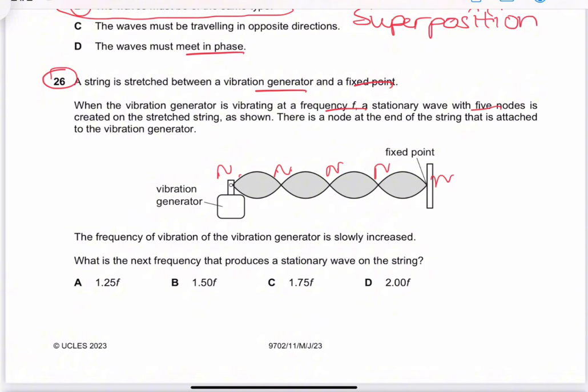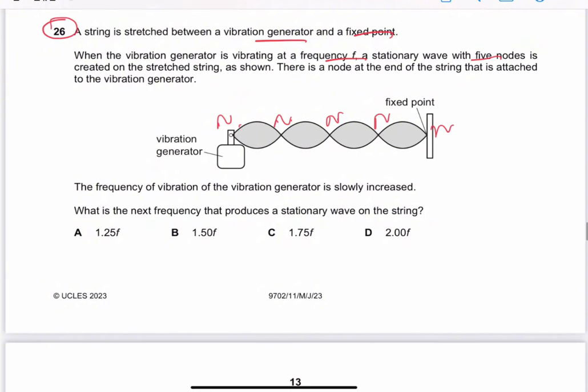The frequency of the generator is slowly increased. So it's very important for you to understand what it means to increase the frequency, okay? If we're increasing the frequency, it means that the wavelength is decreasing. If frequency increases, lambda has to decrease. But we know that these are different waves that have been put together, right? We know that from a node to another node corresponds to a distance of lambda over 2.